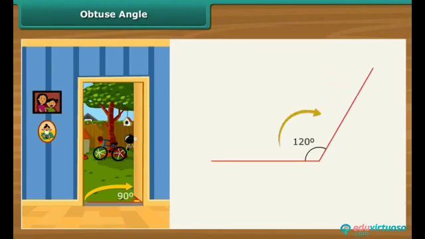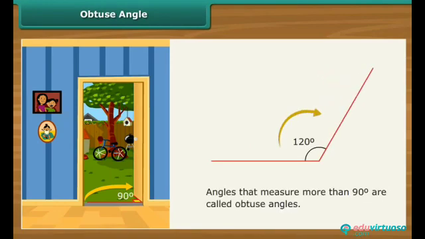Obtuse angle. Let us go back to the picture of the open door. What do you think will happen if you push the door further to the right? The measure of the angle will exceed 90 degrees. Angles that measure more than 90 degree are called obtuse angles.